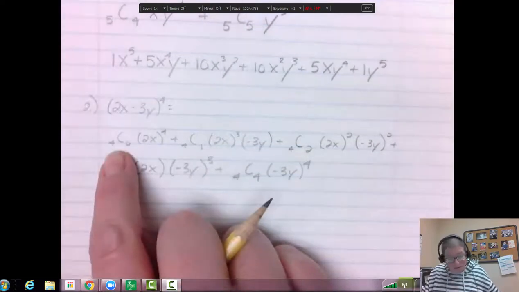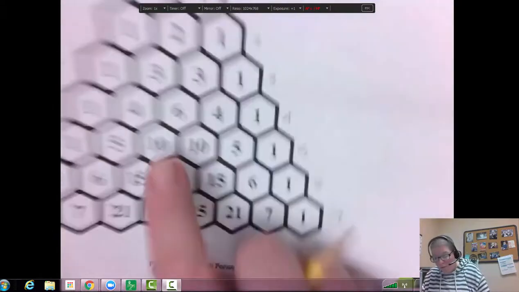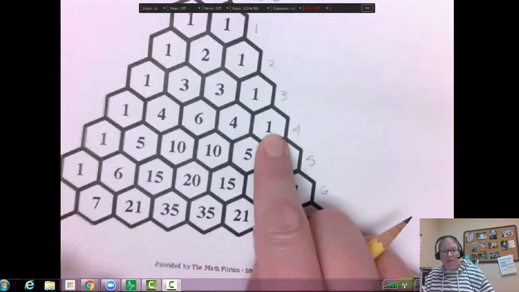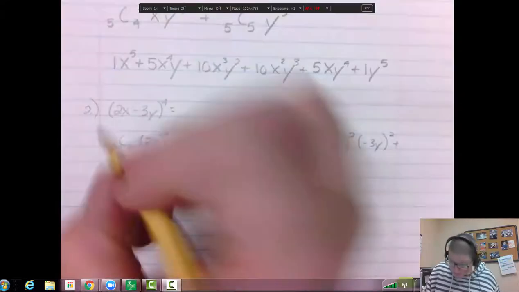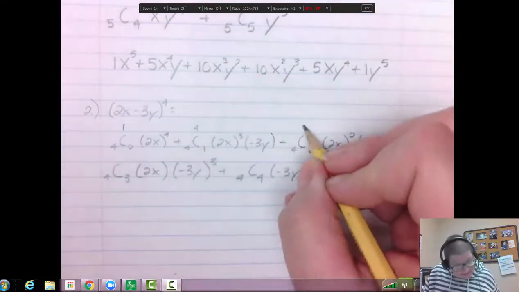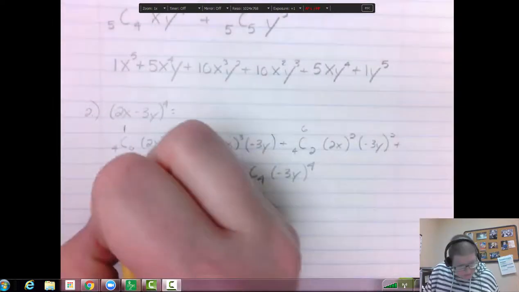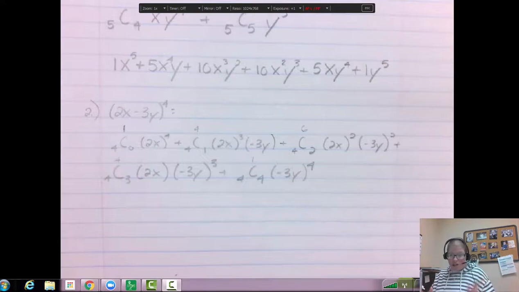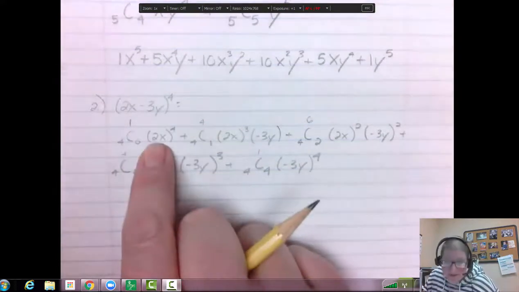So this 4 choose 0, if I go to the 4th row, I get 1, 4, 6, 4, 1. So this is 1, this is 4, this is 6, this is 4, and this is 1. So it's kind of a cheat sheet thing. So now I just have to calculate this.